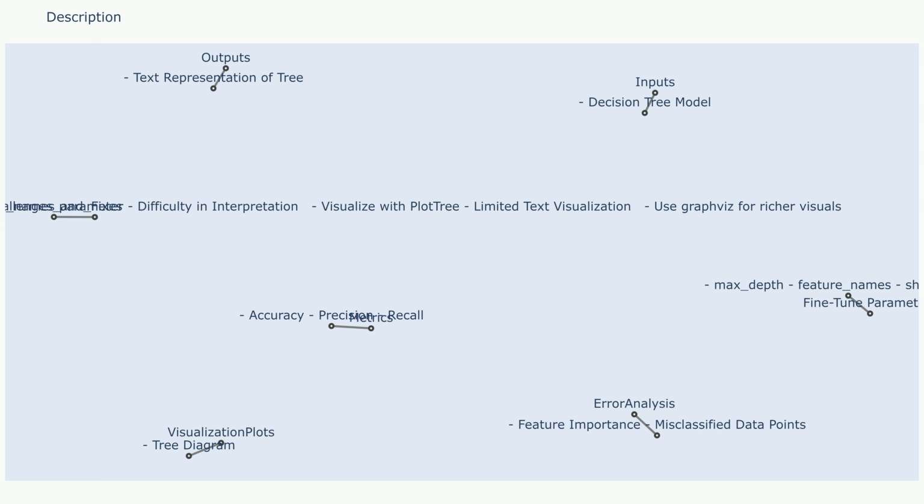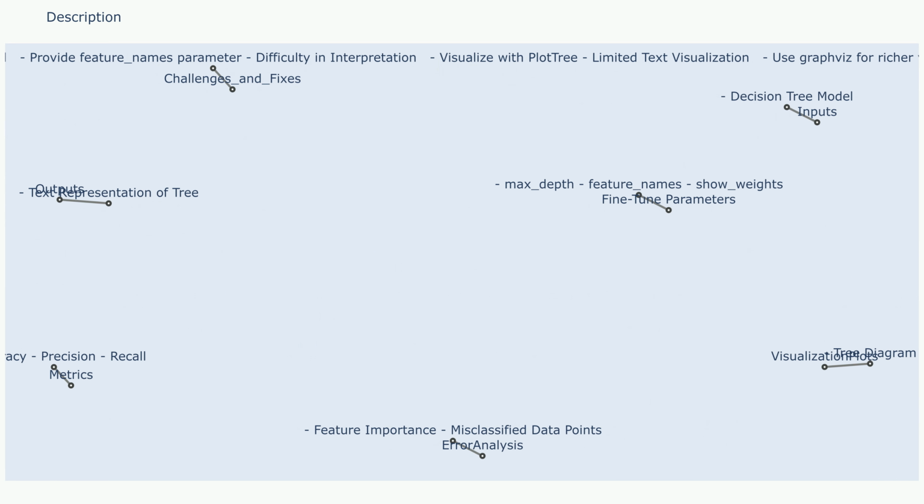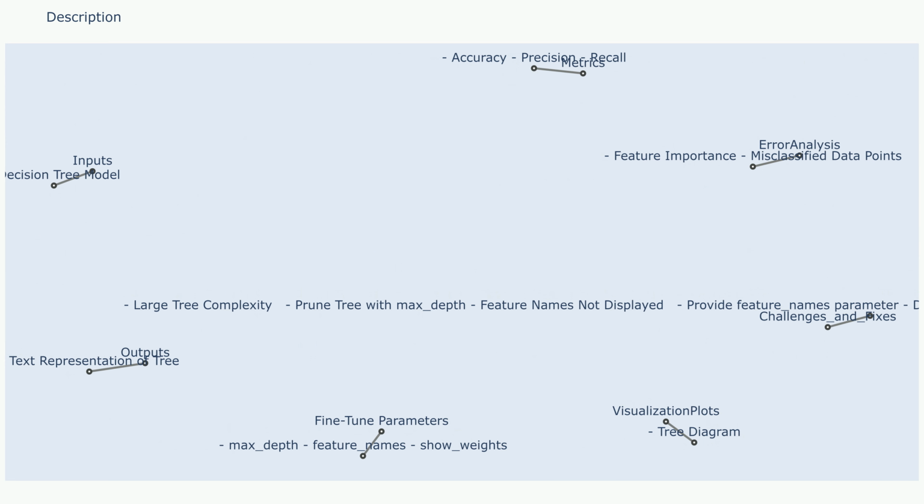Challenge 2. Long text output. Sample use case that resulted in challenge 2. Deep or wide trees can result in very long text output, making it cumbersome to read. Fixes to challenge 2. Feature selection. Reduce the number of features used in the model, which can simplify the tree structure. Tree pruning. Prune the tree to remove unnecessary branches and shorten the output. Text formatting. Use formatting techniques like indentation or line breaks to improve readability of the text output.